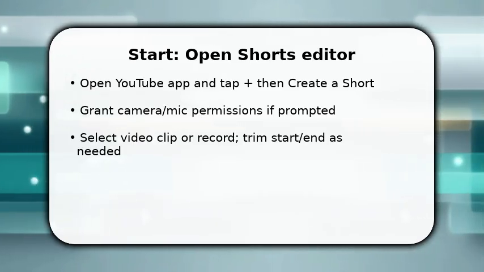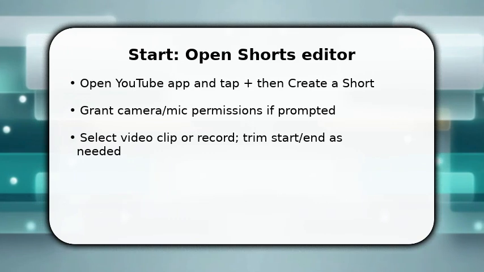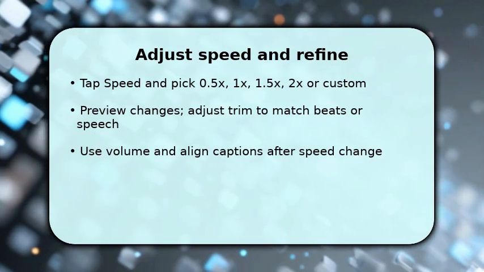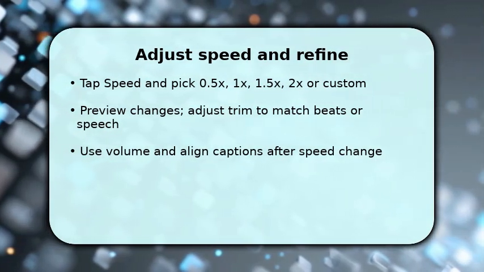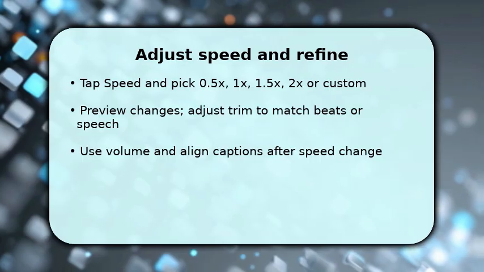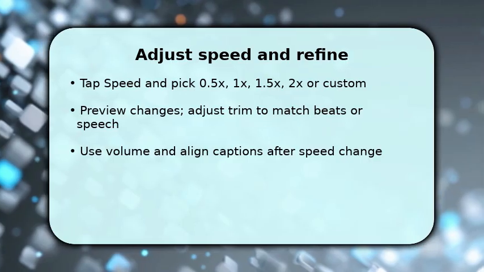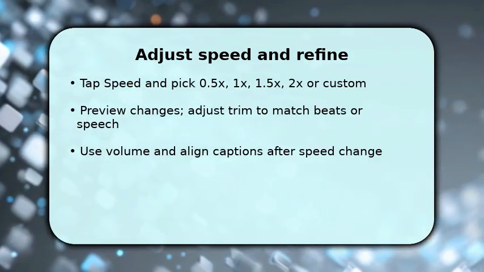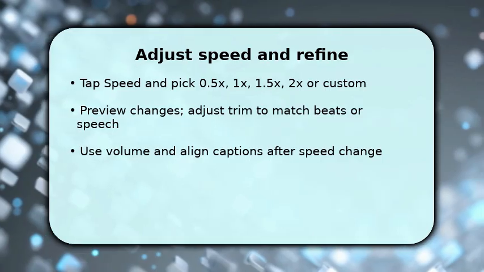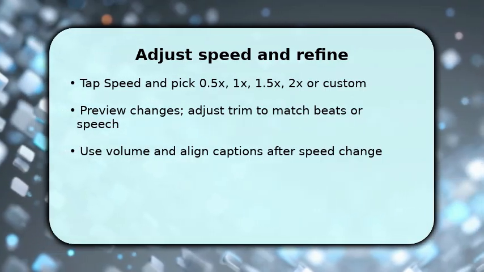Once in the speed menu, pick a preset like 0.5x, 1.5x or 2x, or enter a custom value if available. This alters both motion and audio pitch slightly. Make sure to preview multiple times so lips, music, and captions stay in sync. If speech sounds off, shorten segments or re-record at a different base tempo.